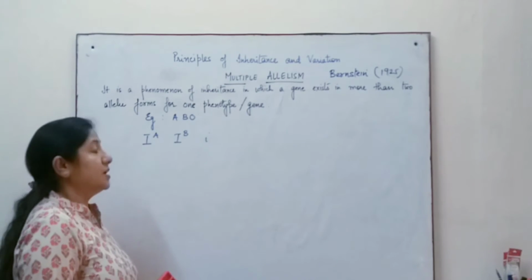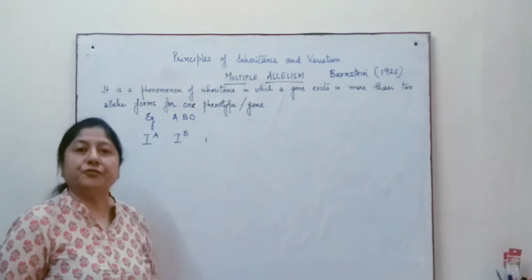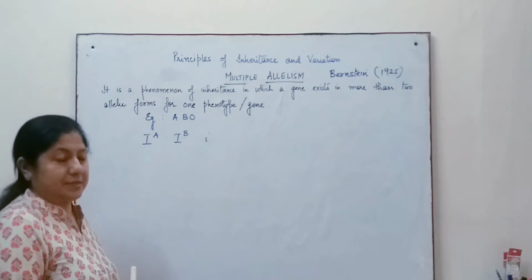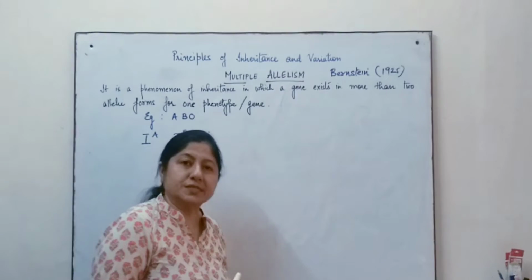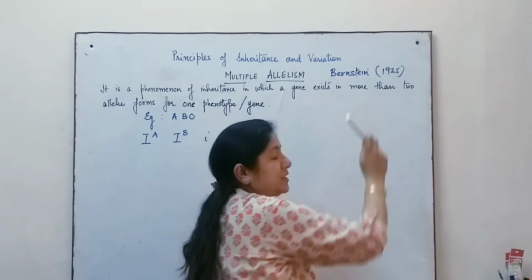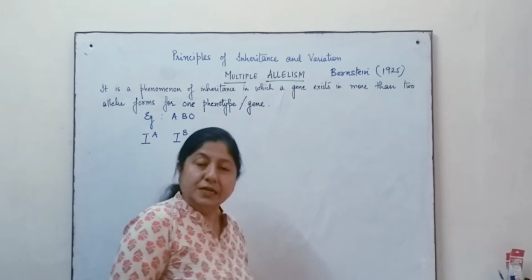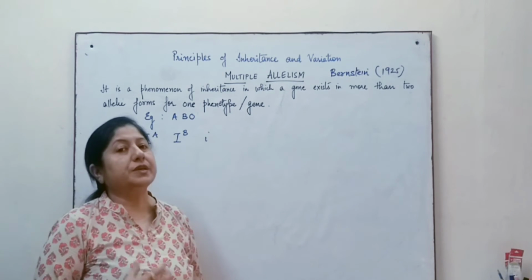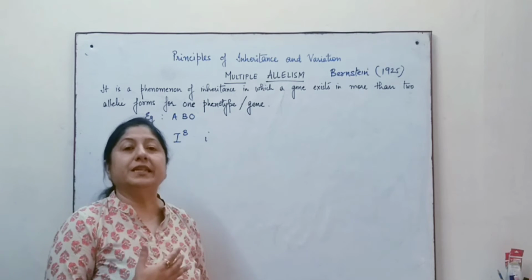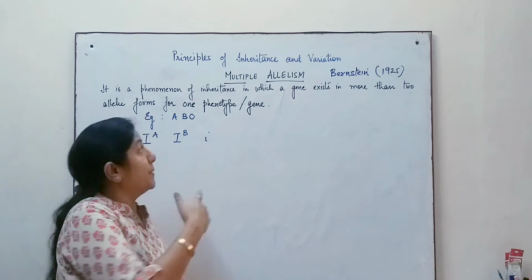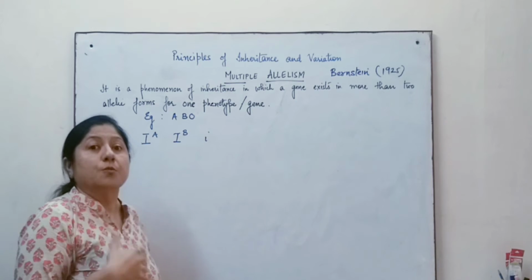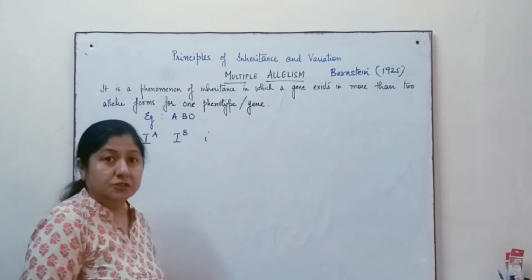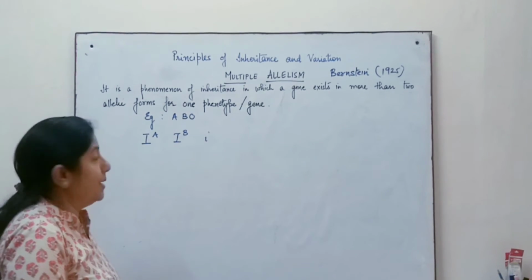Today we are going to start with another pattern of inheritance, that is multiple allelism. Multiple allelism and codominance were both discovered by Bernstein in 1925, and multiple allelism is a phenomenon in which one phenotype is regulated by more than two allelic forms. Let us try and understand with an example.